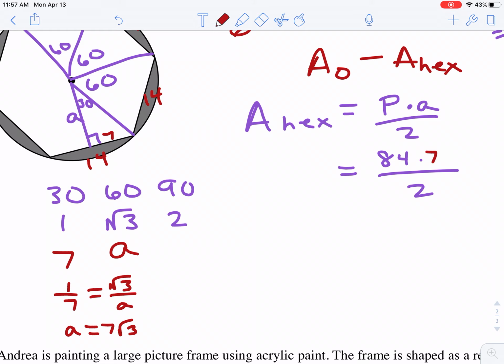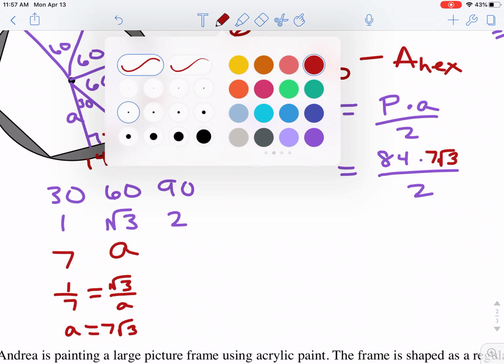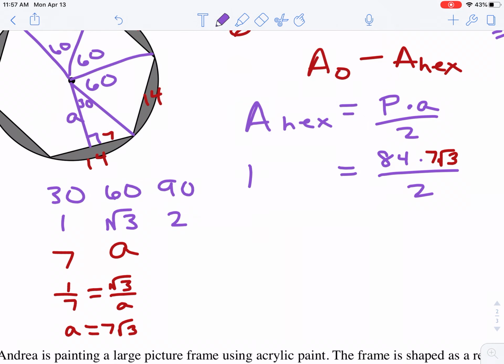So I'm going to put my 7 root 3 in here. And so my area of my hexagon is going to be, now remember I need to keep this exact, so I'm just going to multiply this part and divide by 2. So 84 times 7 divided by 2 is 294. And we still have a root 3, but we didn't want to type that into the calculator because we didn't want a decimal. So now I know my area of my hexagon.